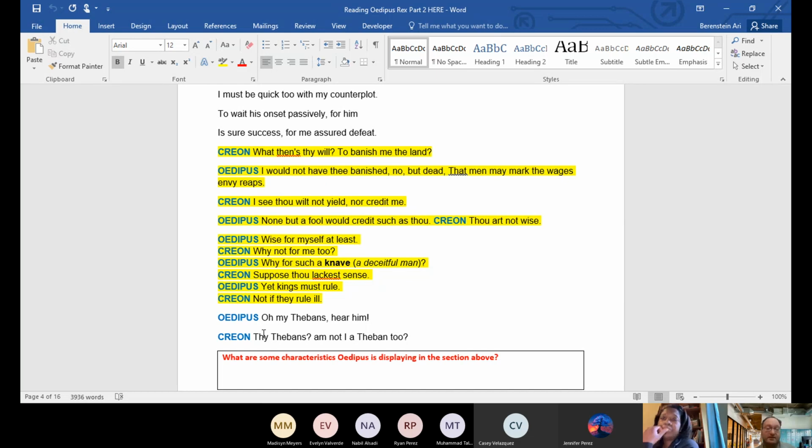These are things that leaders should have, kings should have, according to Creon and everybody else at this point. And by falsely accusing Creon, he believes that that makes Oedipus not a great leader. So very good for pointing that out. He calls him a fool. So Oedipus calls him a fool. And then Creon says, you're not wise. So they're both kind of pointing the finger at each other saying, no, you're not smart. You're a fool, right?